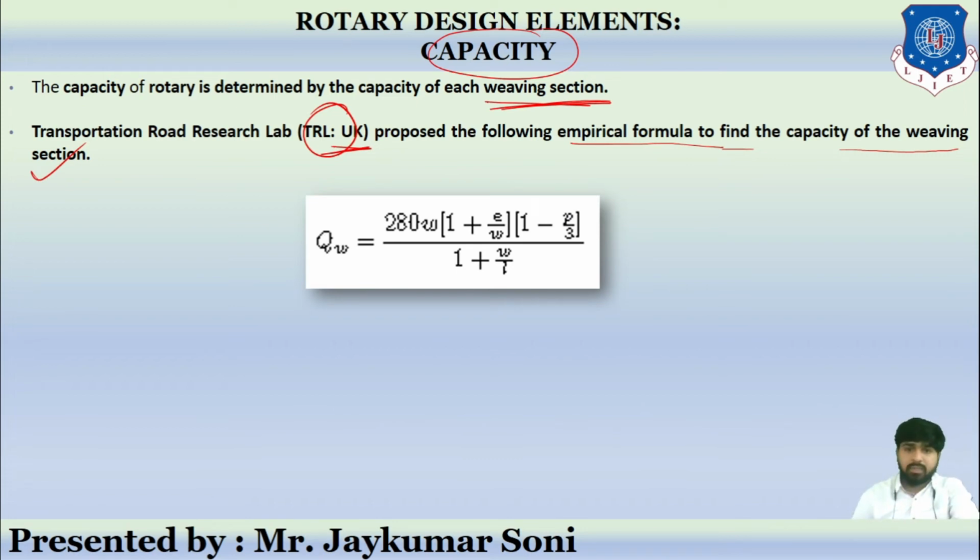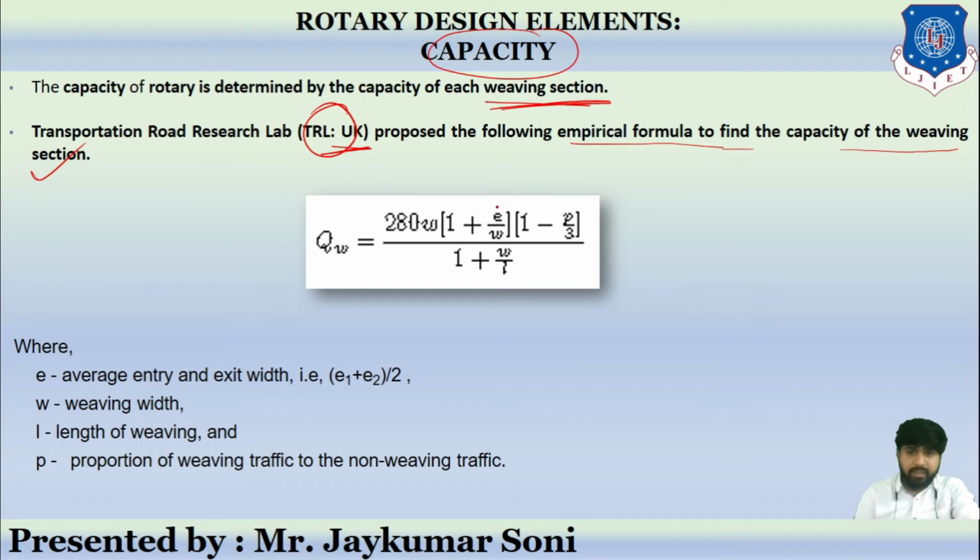280 W (1 + E/W) (1 - P/3) / (1 + W/L), where E stands for average entry and exit width, that is (E1 + E2)/2. The W stands for weaving width. The L stands for length of weaving. And P stands for proportion of weaving traffic to the total traffic. How much weaving traffic is there? How much non-weaving traffic is there? So this is how the capacity can be found out.